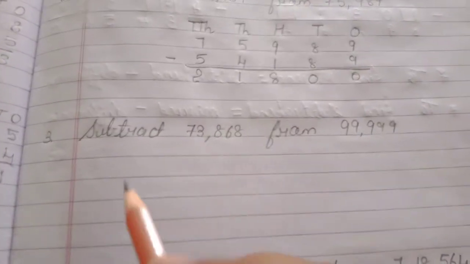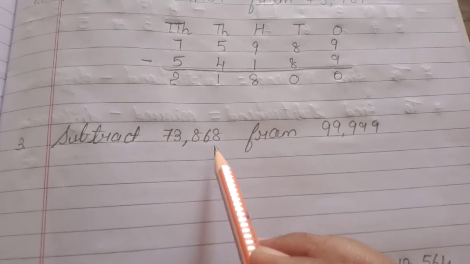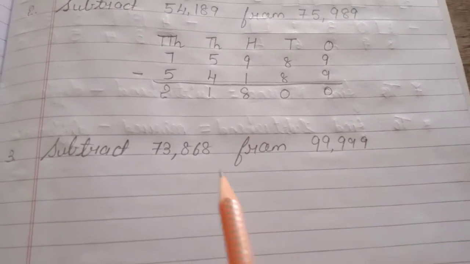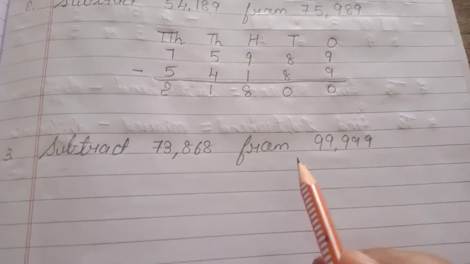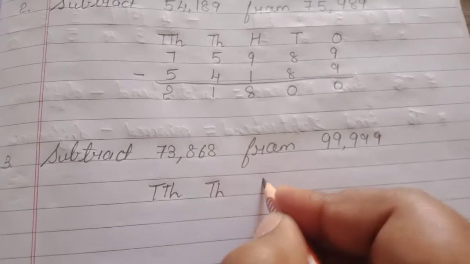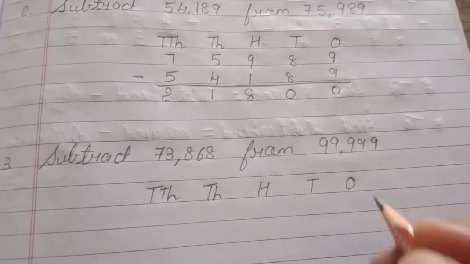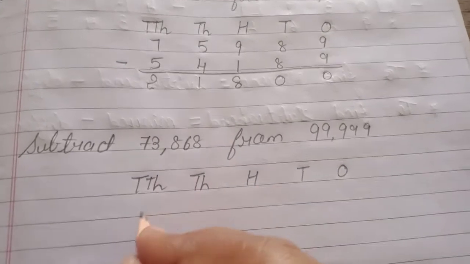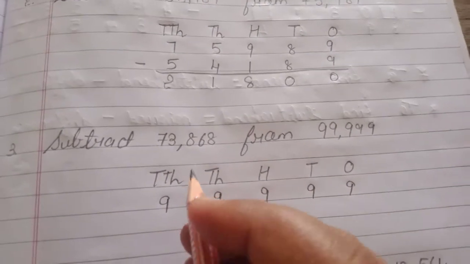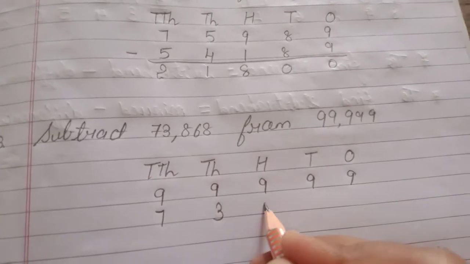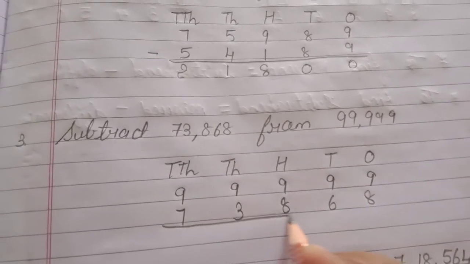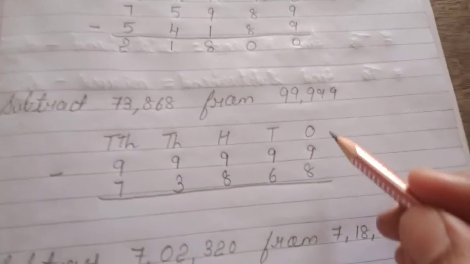Now number 3, subtract 73,868 from 99,999. Here also the highest place value in both the numbers is 10,000. So we will start from the 10,000, 1,000, 100, tens, ones. So our minuend is 99,999 and subtrahend is 73,868 minus, we will start from the ones place.